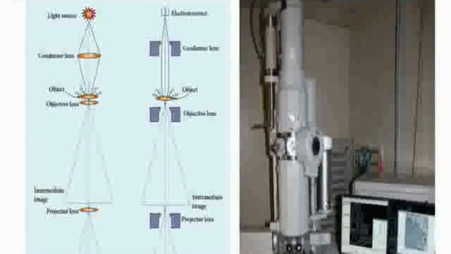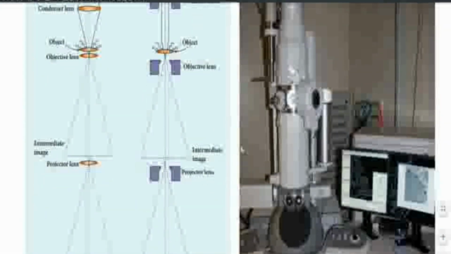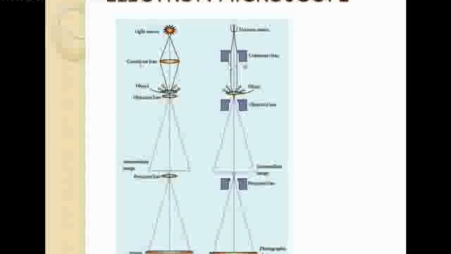Here we can see the electron microscope, a color picture of a real electron microscope, and on this side we can compare the two microscopes. One is the ordinary microscope, the lens microscope, and the other is the electron microscope. The ordinary microscope has a light source. The light is emitted from the light source. Then the light is converged by using a convex lens. It falls on the object. Then the image is magnified by using another convex lens. So the image is produced here.